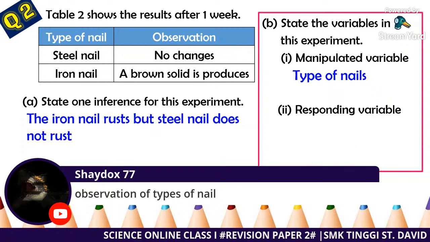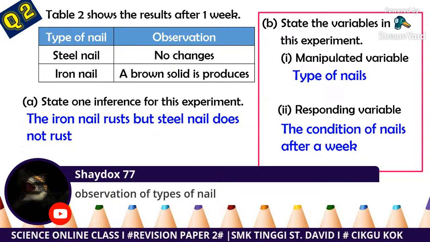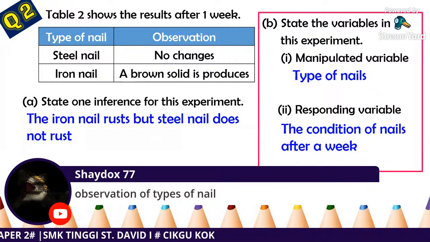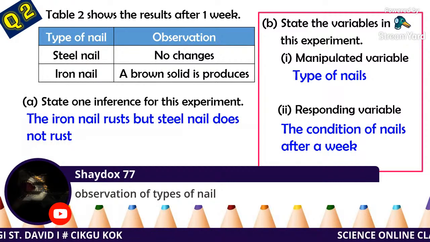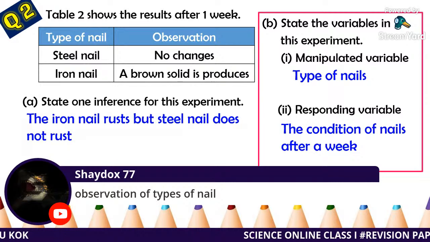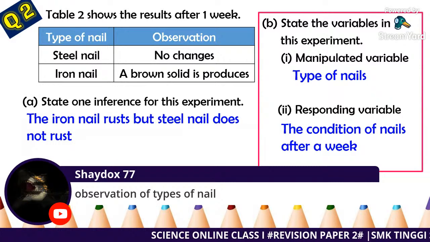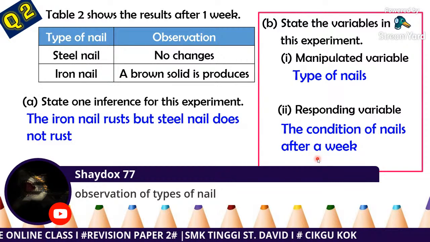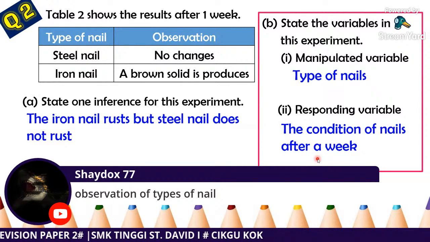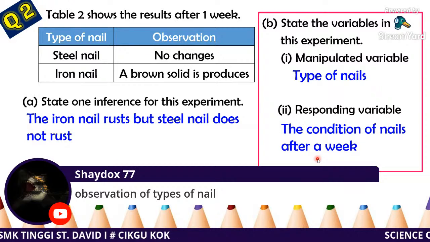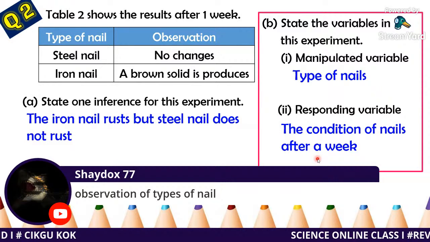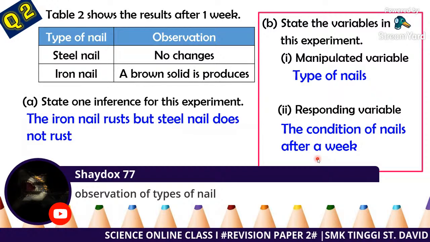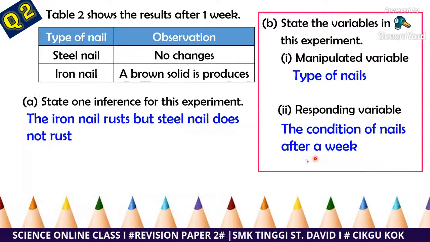Okay, we show the answer. So the answer is the condition. You can say observation, also can. You can say condition, also can. Of the nail, so also correct. If you want to write the full sentence also can. The observation of the nail after a week is also correct. So that means you can differentiate what is a manipulated variable and what is a responding variable. Responding is normally what we cannot control. Okay, so we continue to the next page.